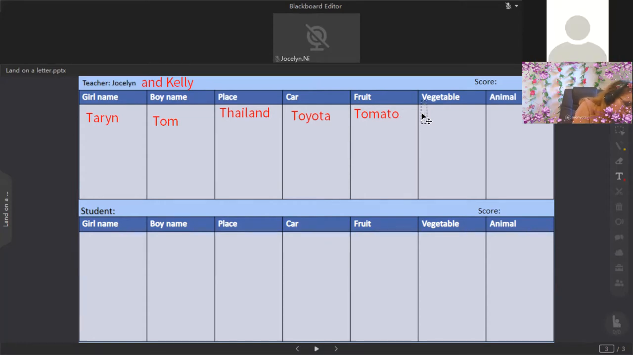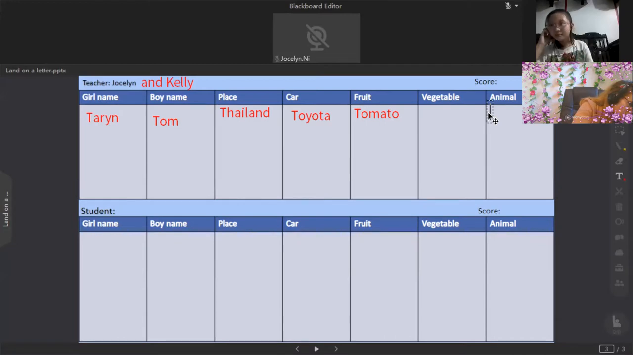Let's see, a vegetable starting with a T. I don't see one. Okay, I don't see a vegetable. Animal starting with a T, an animal. Okay. Are you also using Google? An animal. Do you have one? I have one. Okay. Okay, you're going to like this one. A Tasmanian devil.